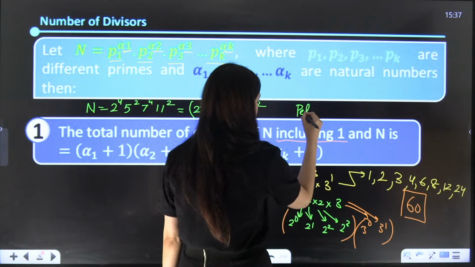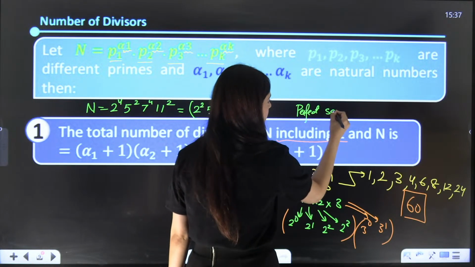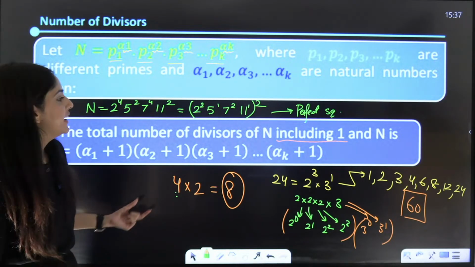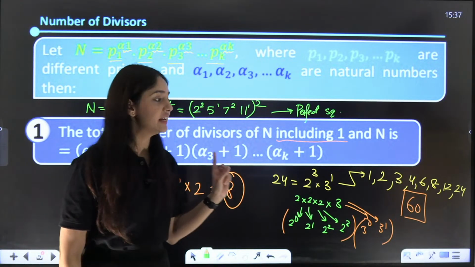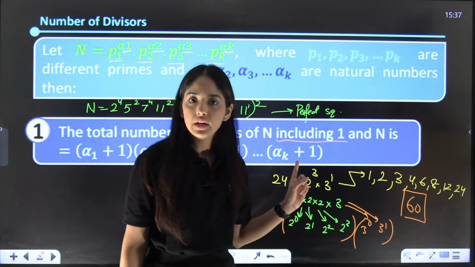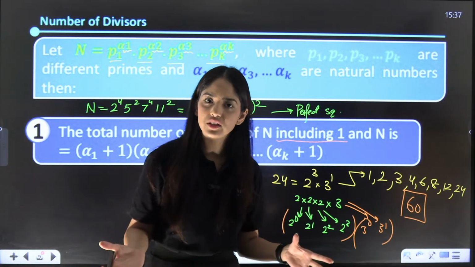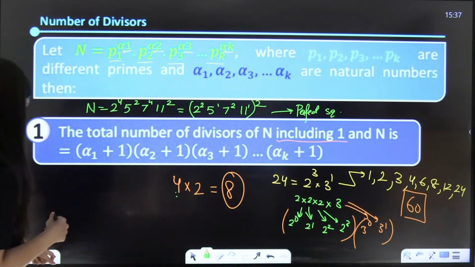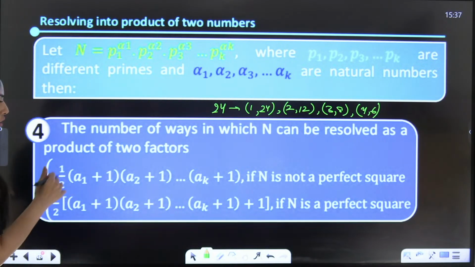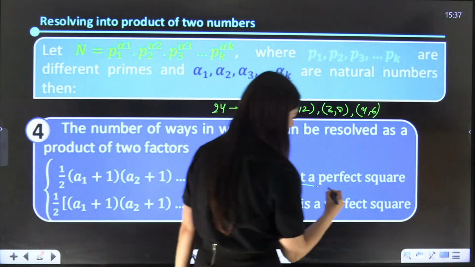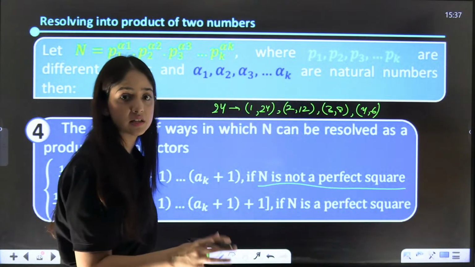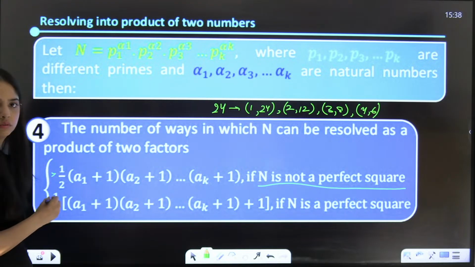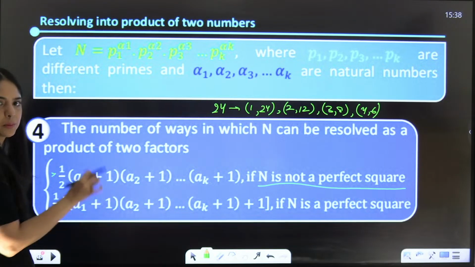which means n is a perfect square, correct? So if n is a perfect square, in that case the number of divisors will be odd, but if n is not a perfect square, then the number of divisors will be even. So if n is not a perfect square, then the number of divisors is even and we can just multiply the entire number of divisors by half.